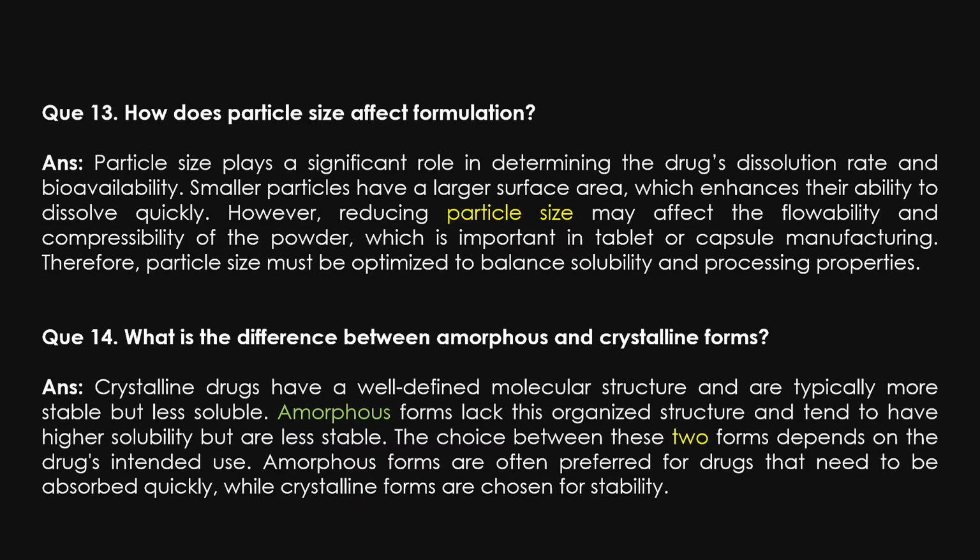What is the difference between amorphous and crystalline forms? Crystalline drugs have a well-defined molecular structure and are typically more stable but less soluble. Amorphous forms lack an organized structure and tend to have higher solubility but are less stable. The choice between these two forms depends on the drug's intended use. Amorphous forms are often preferred for drugs that need to be absorbed quickly, while crystalline forms are chosen for stability.